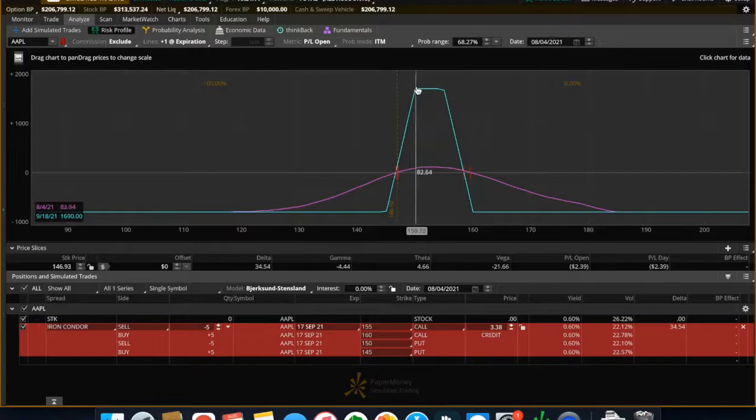And you can make those areas wider, and there's ways to change this. I don't want to go into an iron condor strategy right now.